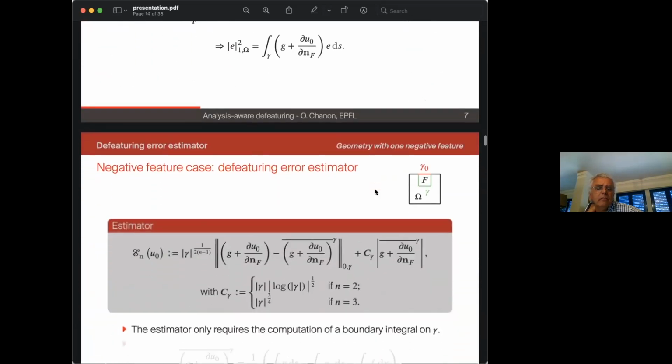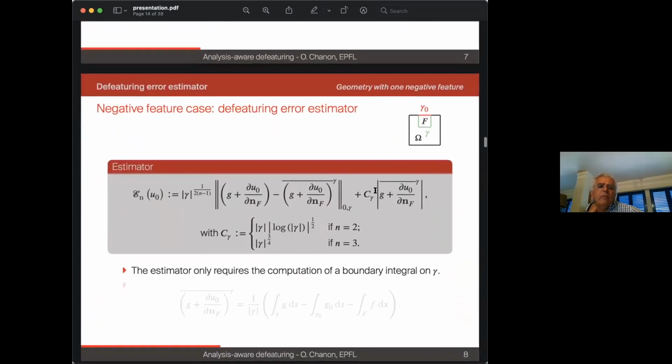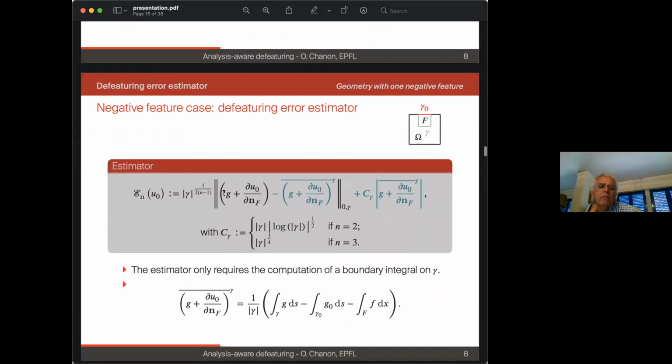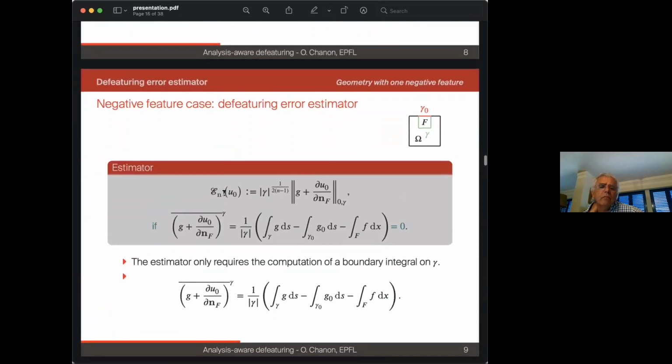And then when we write, there are a few analytic steps to obtain the estimator, which is basically, we can just simplify it, sorry, here.